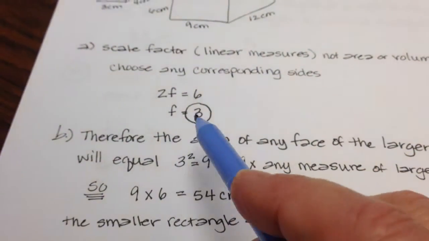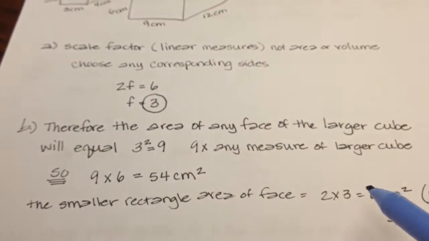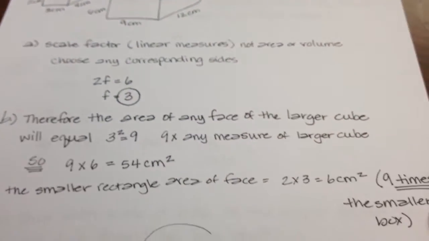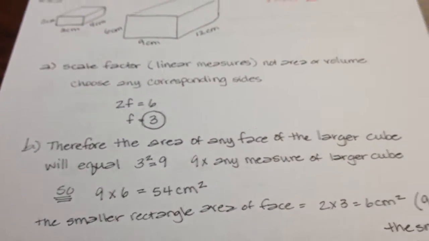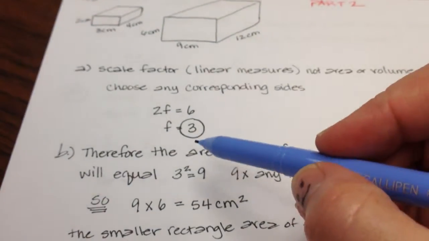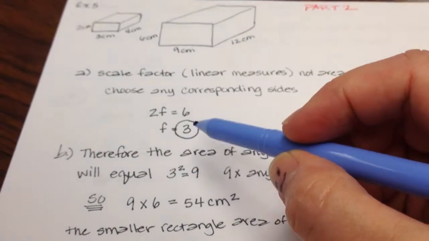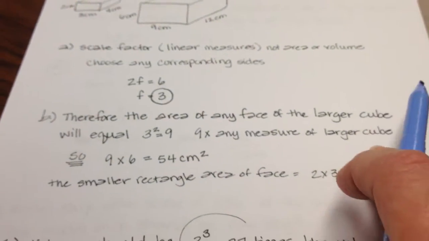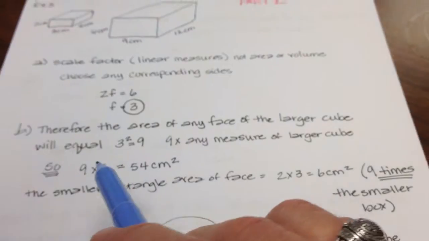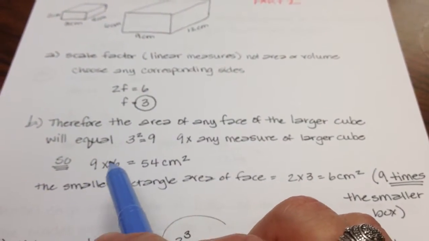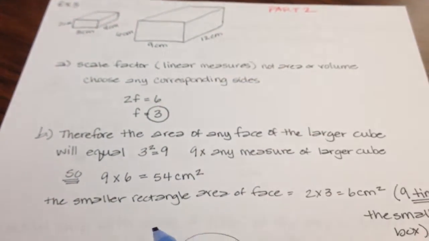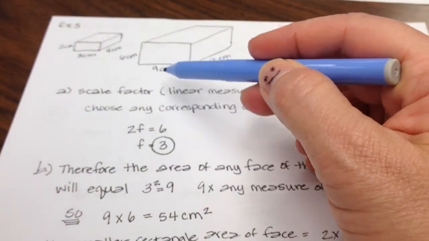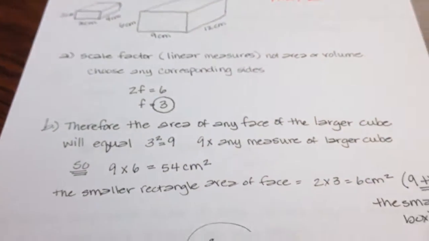Therefore, because it's a factor of 3, the area of any face of the larger cube is going to equal 3 squared, which equals 9, right? So 9 times any measure of the smaller cube. So we have 9 times 6, which would be 54 centimeters squared. So 9 times 6, we're just doing this, right, equals 54.